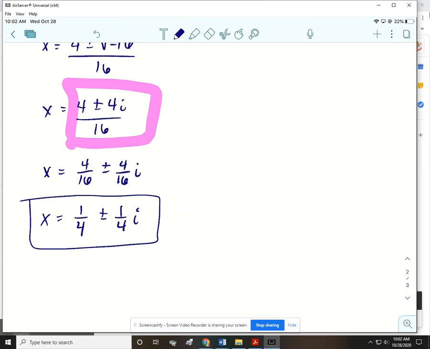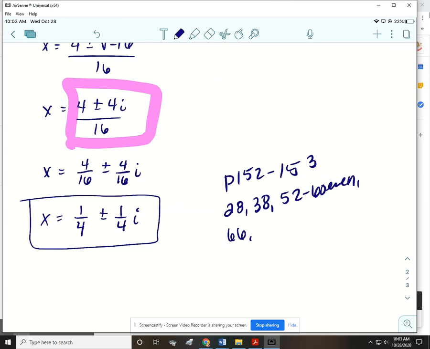All right, so your assignment is pages 152 through 153: 28, 38, 52 through 60 even, 66, 72 through 80.